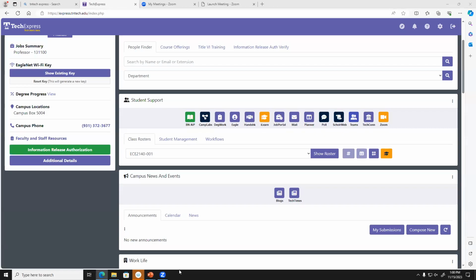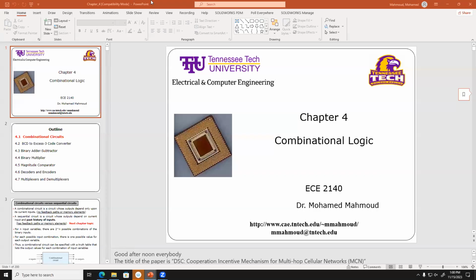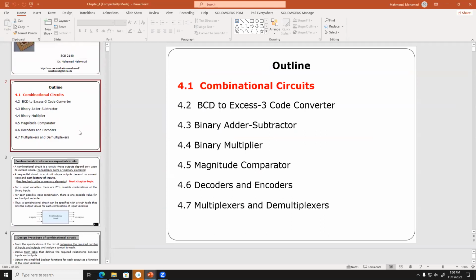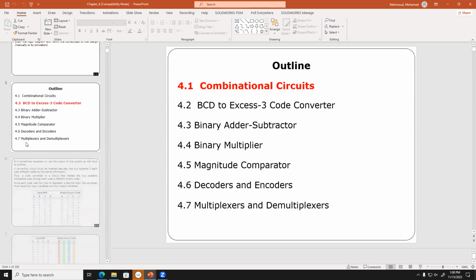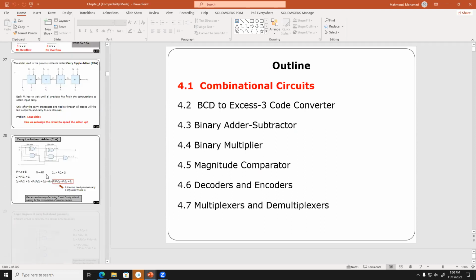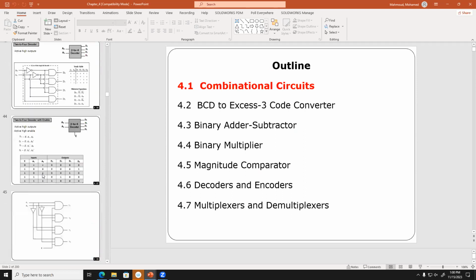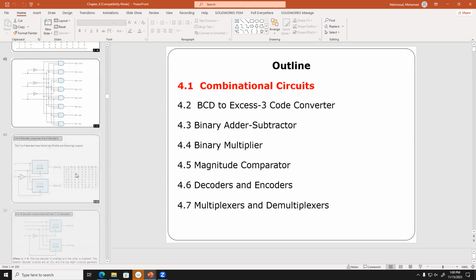Okay, let's start. So, good afternoon, everybody. I actually explained everything here in chapter 4 except encoders. That's why I'm going to explain it today.